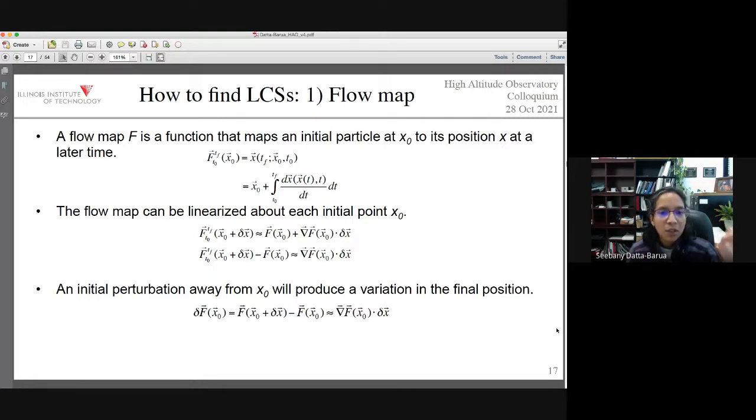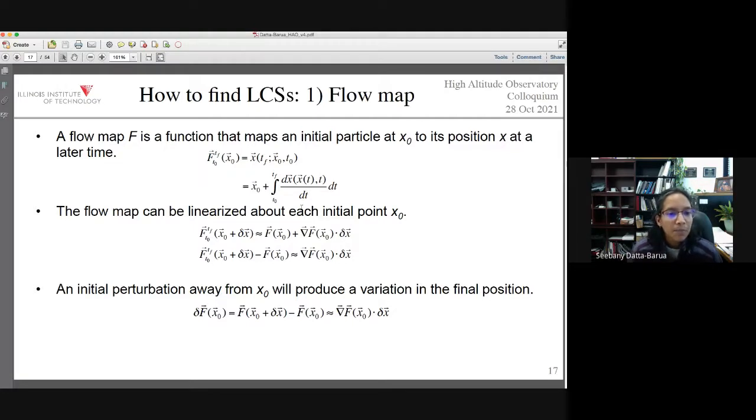And it takes an initial particle. You start your particle at x naught, and you trace it over time. If you know the flow fields over time, the velocity fields over time, then you can trace it to where it ends up at some later time. So it's just the mapping from starting at this location to ending up at another location, x. That's just integrating the velocity over time along that particle's trajectory.